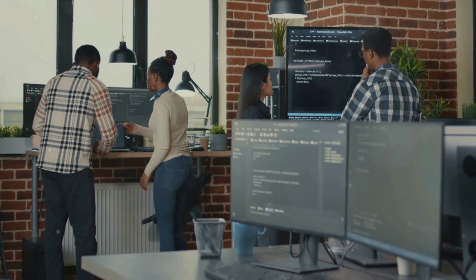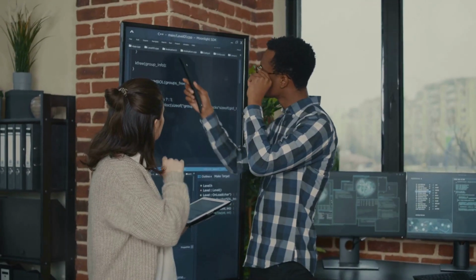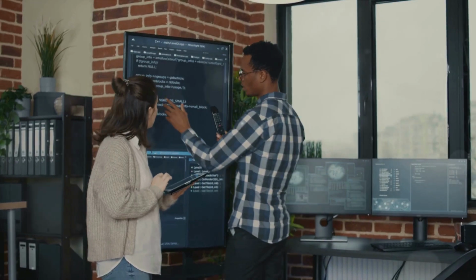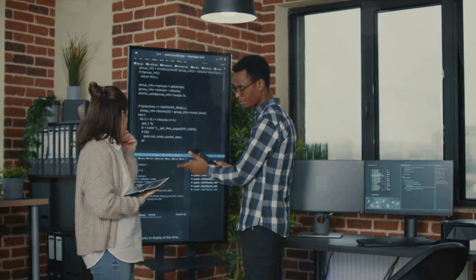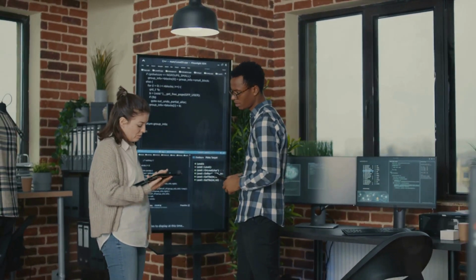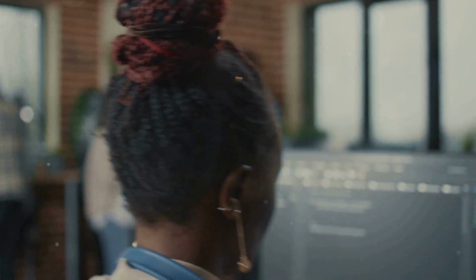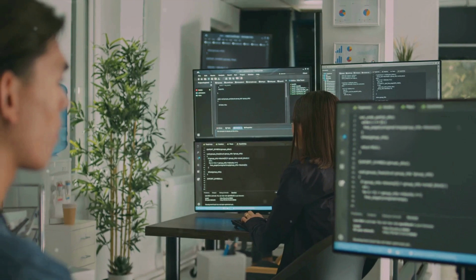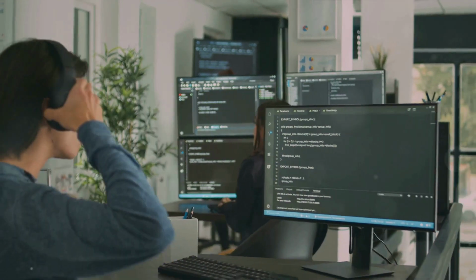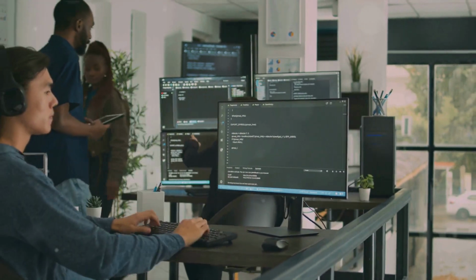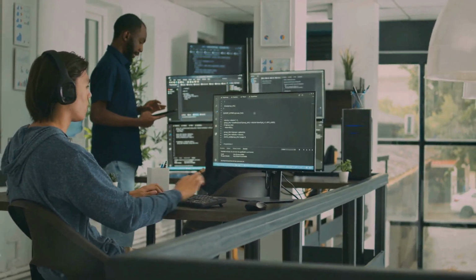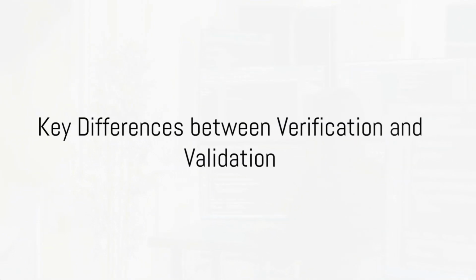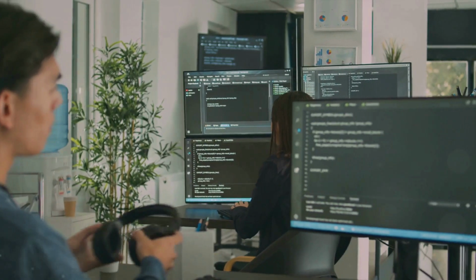In the end, it's like having a map and a compass when you're on a journey. Verification is the map that guides your path, and validation is the compass that tells you if you've reached your destination. Neither is sufficient on its own, but together they ensure a successful journey in software development. As you can see, while verification and validation might seem similar, they each play a unique and critical role in the software development process. To summarize, let's highlight the key differences between verification and validation.